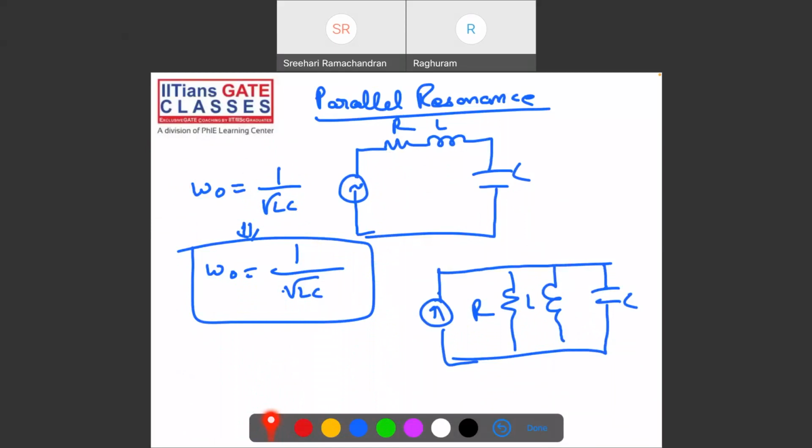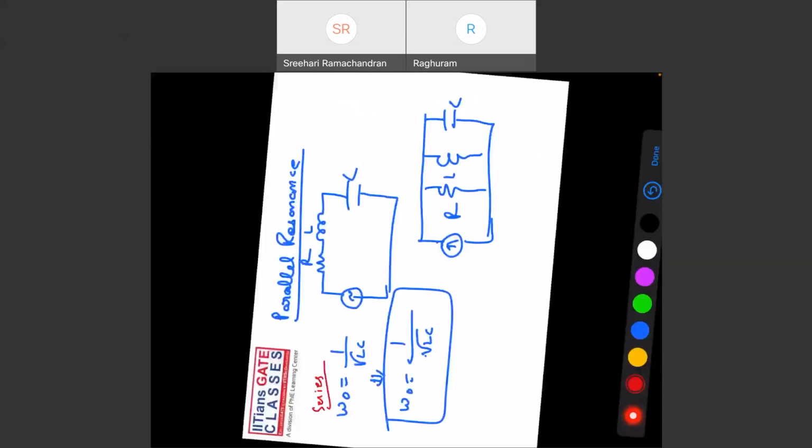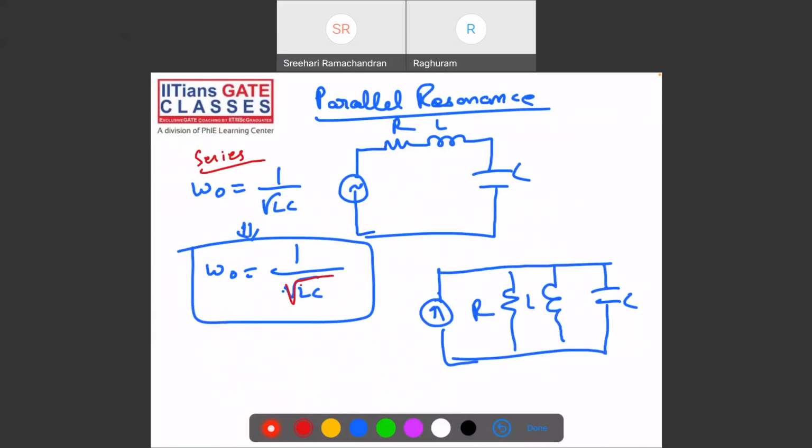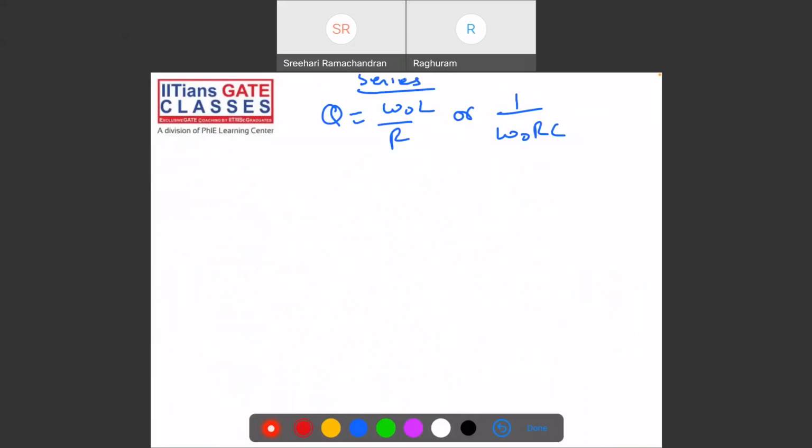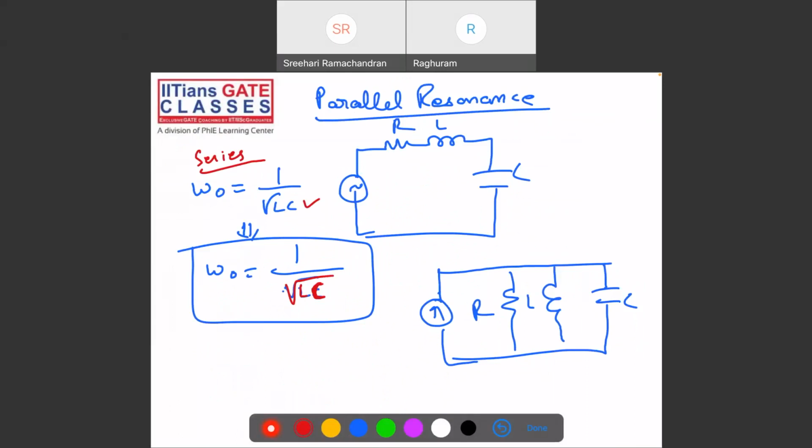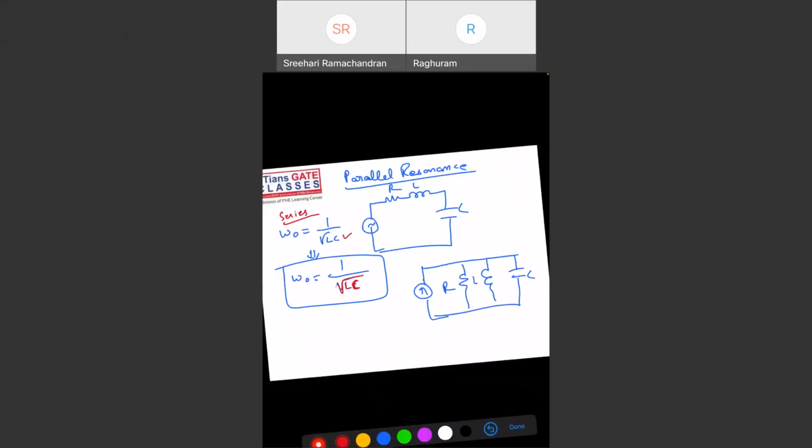So for the parallel resonant circuit, this is my resonant frequency in the series circuit. What is the dual of it? Replace L with C and C with L. We'll get the same one. Replace L with C and C with L in this, we'll get the same one, right? So that is how you'll get the answer. Omega naught is the same in series as well as parallel resonant circuits.